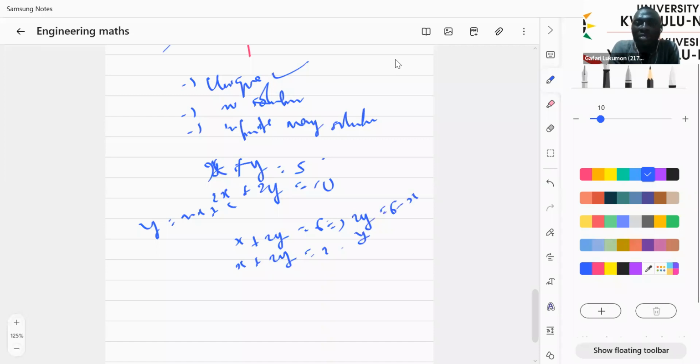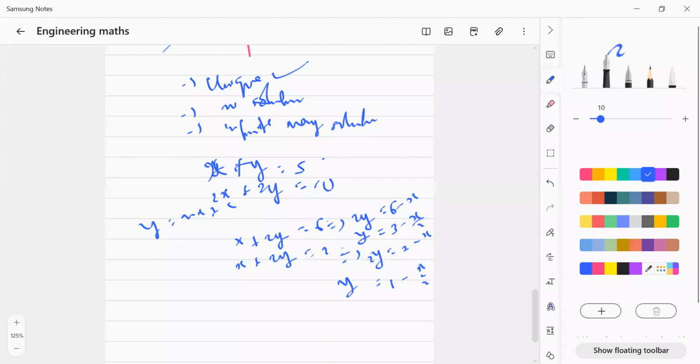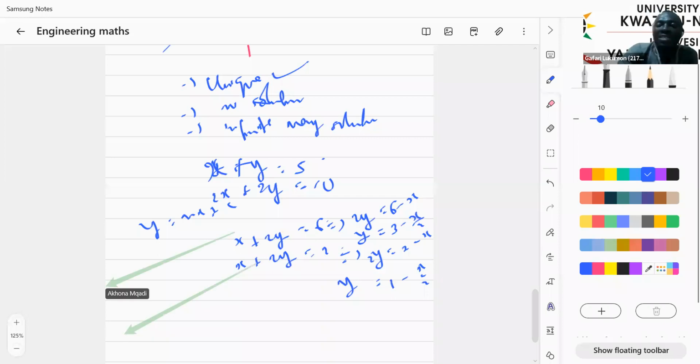That will give me what? y equals 3 minus x over 2. And this implies, 2y is equal to 2 minus x, which implies y is equal to 1 minus what? So 1 minus x over 2. This is also x over 2. So if you check them very well, you will see that we have the same slope. You know, I said slope is just the coefficient of x.